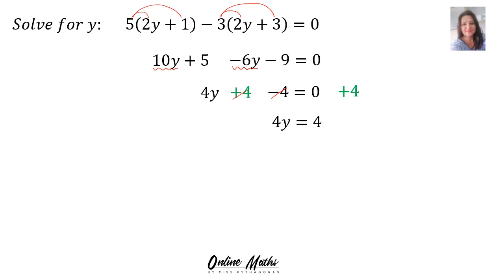Now I want to solve y. So I want to get rid of the coefficient in front of y by dividing both sides by that coefficient, by dividing by 4. And then I will say 4 goes in itself once, and on the right hand side, 4 goes in itself once. Therefore, the solution, y is equal to 1.